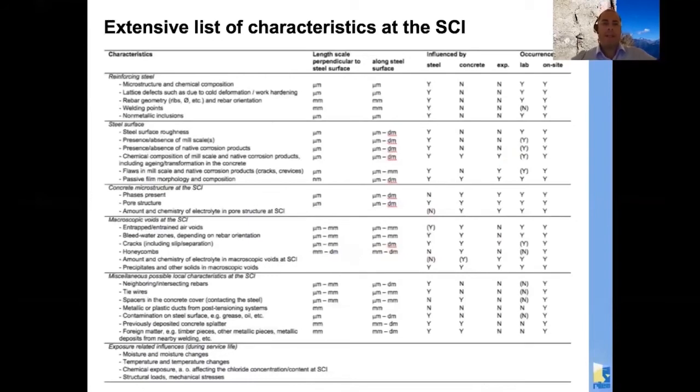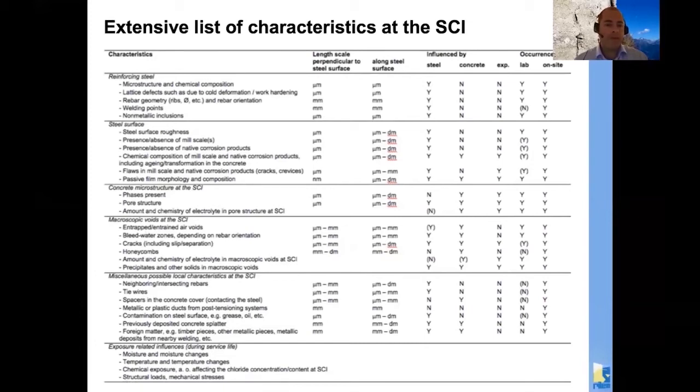So we came up with a rather extensive list of characteristics of the steel-concrete interface, and I'm of course not going into details here today, but what you can see here is that alone in the steel chapter, that is the first part, we have a lot of different features. Then we have some different features that are related to the steel surface, then to the concrete microstructure, and we have different macroscopic voids, such as entrapped or entrained air voids, bleed water zones, cracks, honeycombs, and so on.